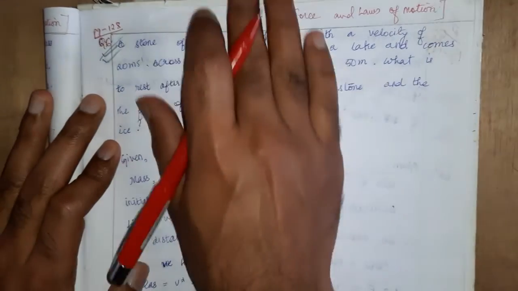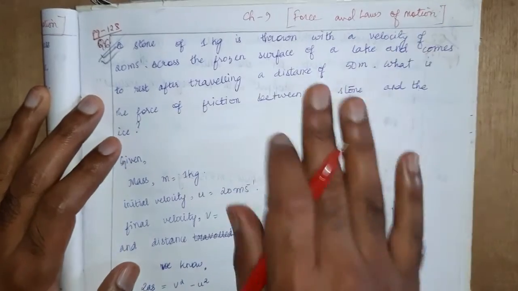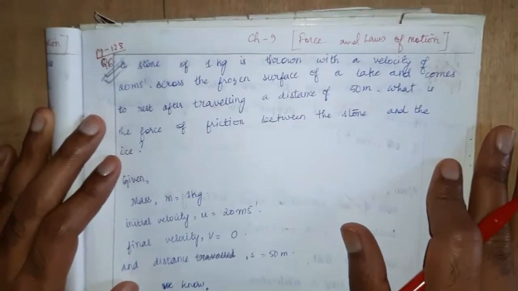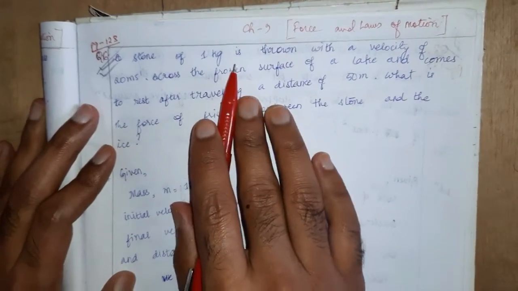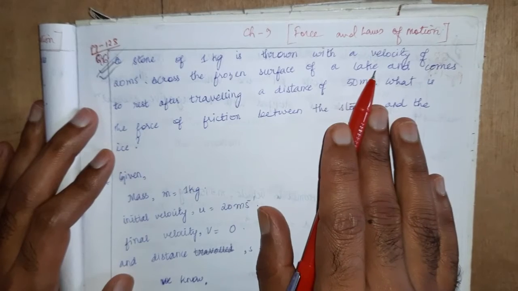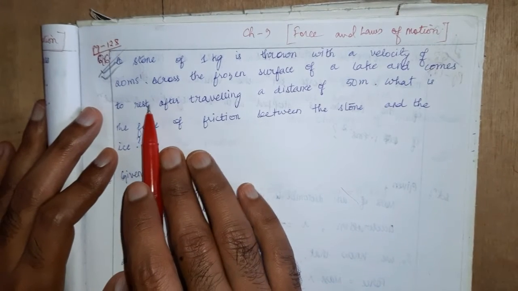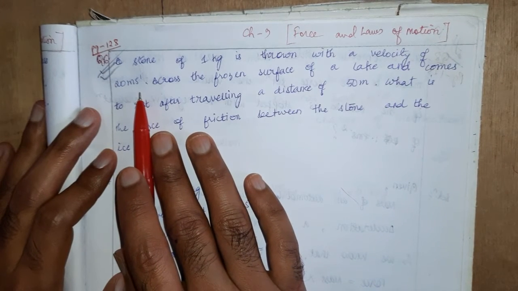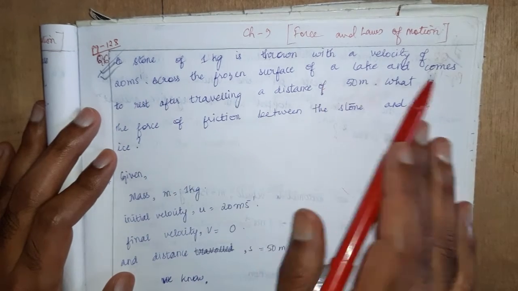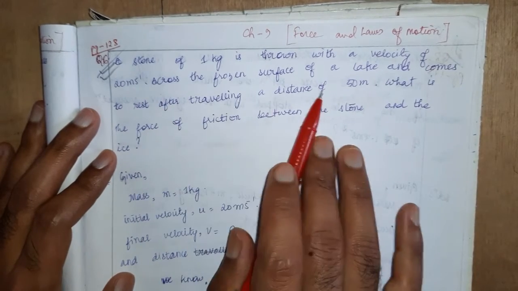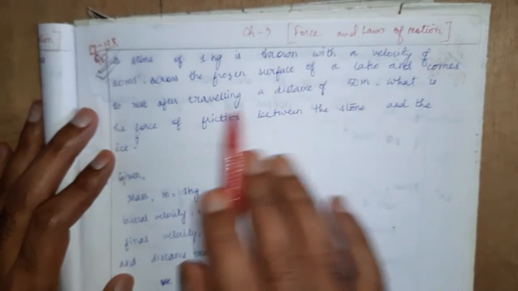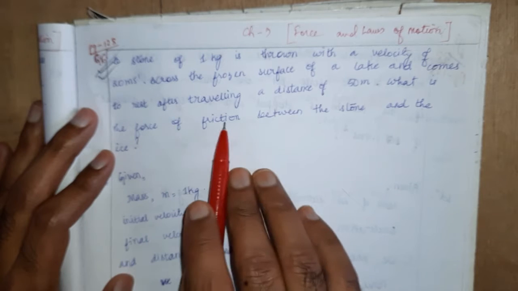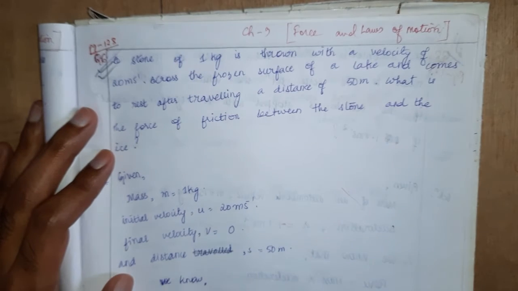Okay, so what is the problem? Let's see. A stone of 1 kg is thrown with a velocity of 20 meter per second across the frozen surface of a lake and comes to rest after traveling a distance of 50 meter. What is the force of friction between the stone and the ice?